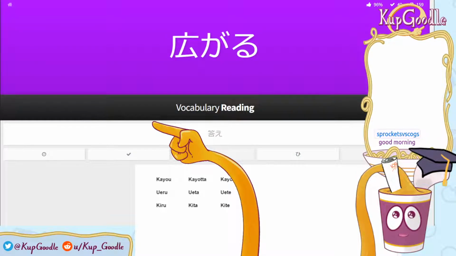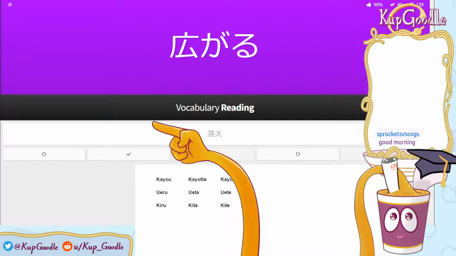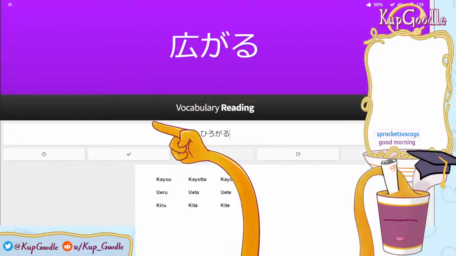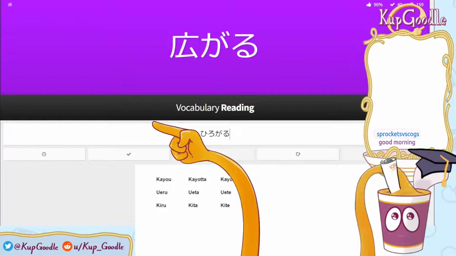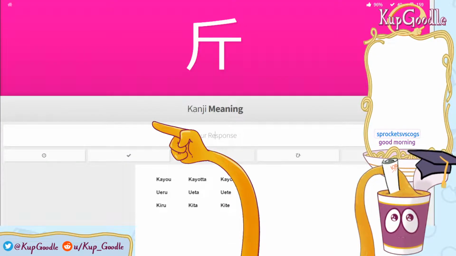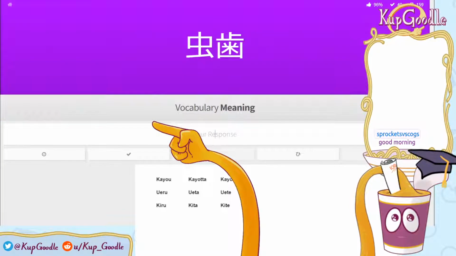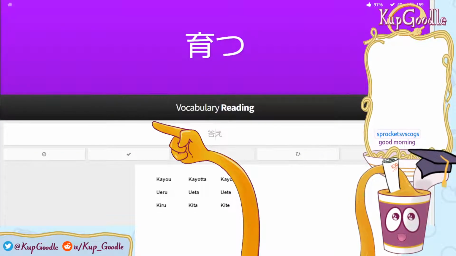Let's see. Hirogaru. That's a word counter or an X. Cavity. An insect tooth. A mushiba. Love that.